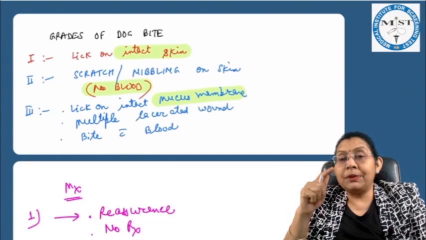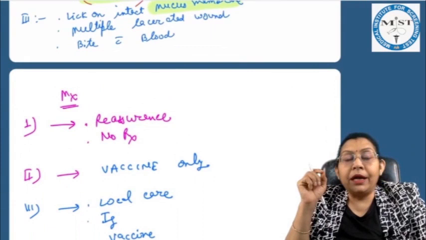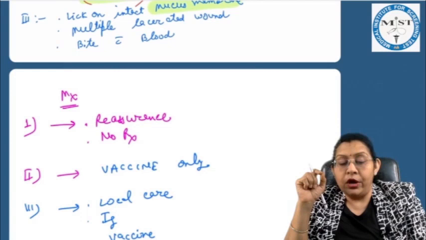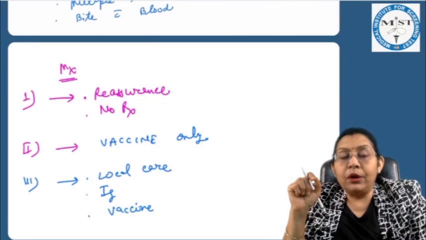And how are we going to manage it? For grade 1, only reassurance, no treatment is required. In grade 2, we give the vaccine only. And in grade 3, we give local care, immunoglobulins as well as the vaccine.